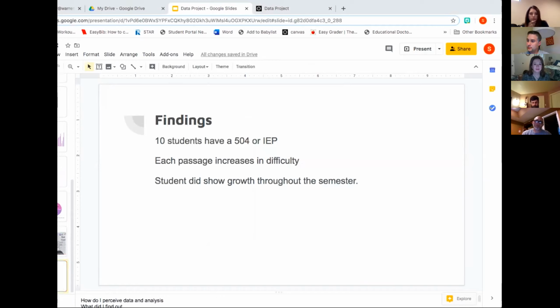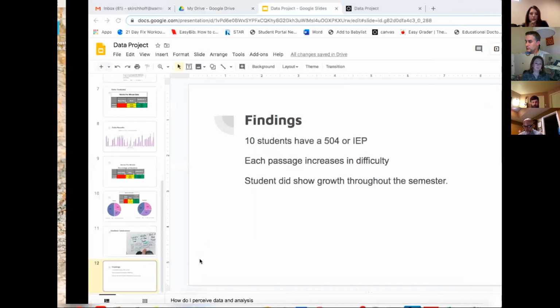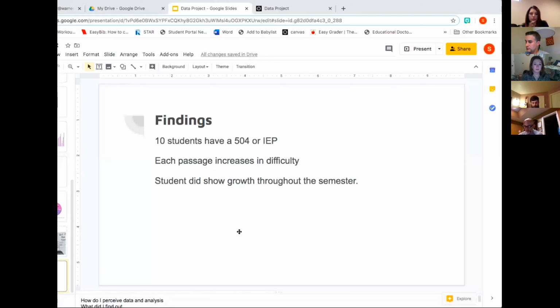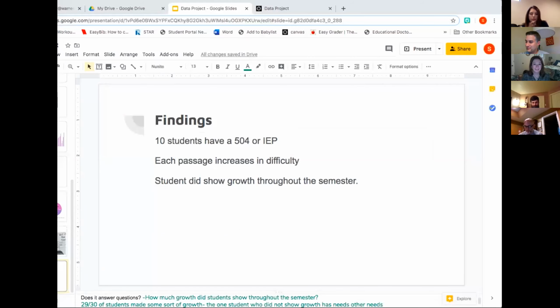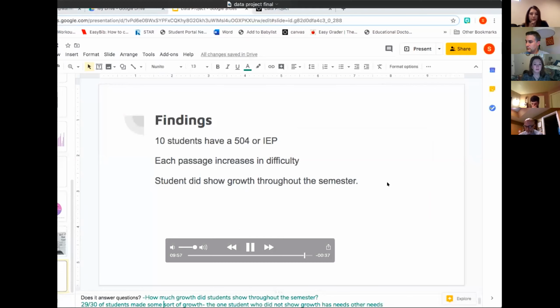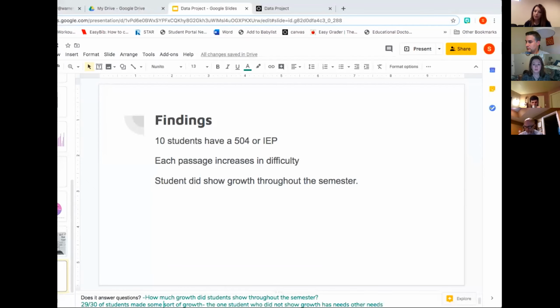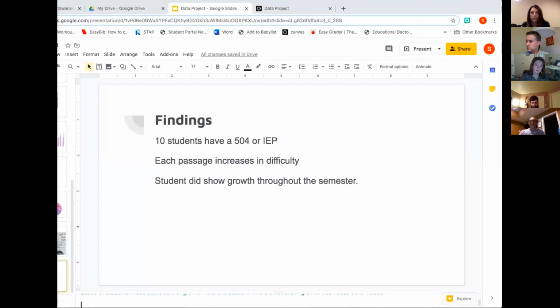So what I found is 10 students of the students that we analyzed are on a 504 IEP. Each passage increases in difficulty again, and students did show growth throughout the semester. Whoops. I'm not trying to show you a map of Warrensburg. 29 out of 30 students made some sort of growth, and I think that's something to celebrate because we have had so many changes over this school year, and the changes just keep happening, but we have seen growth within what we've been doing with our new curriculum.